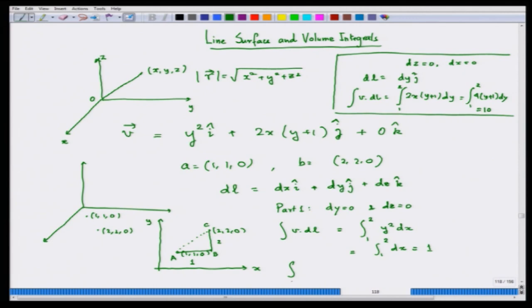Finally, I will add these two things. So, the integral from A to B, where A is 1, 1, 0 and B is 2, 2, 0, this is 11. The question is, what will happen if I take it from point A to point C? You can try it out by doing so. From point A to point C, you observe that only z does not change, but x and y both change. So, you have to write it in this format. So, dl would be exactly the same way we have written.